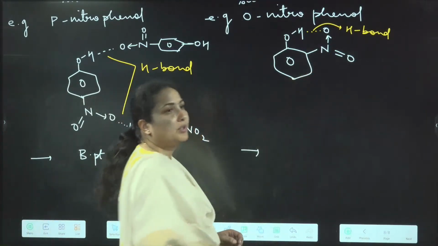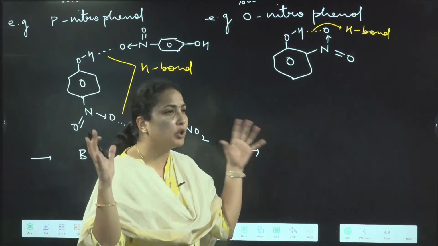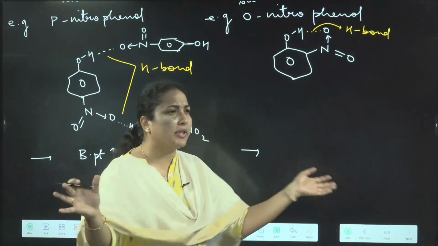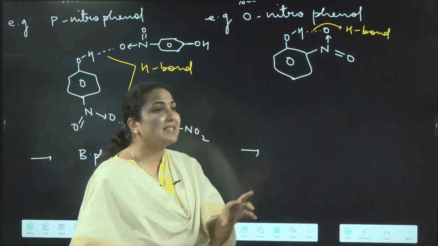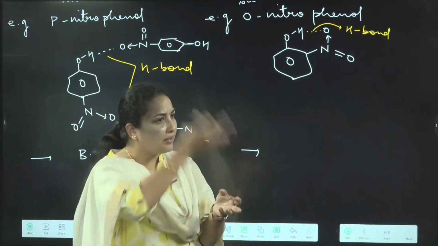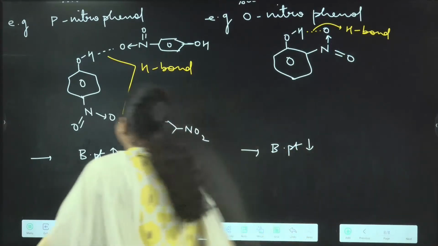What about this? You have the sample of orthonitrophenol. So basically you have their molecules, but they are content among themselves. They are not bothered about their neighbors, right? So there is less intermolecular force of attraction between them. Because of that, less amount of heat and they'll boil up. So you have here boiling point less.